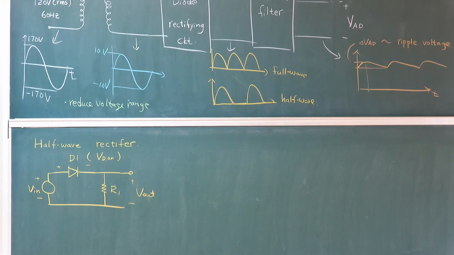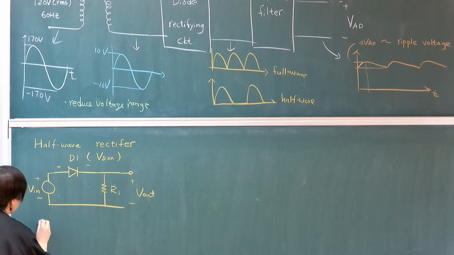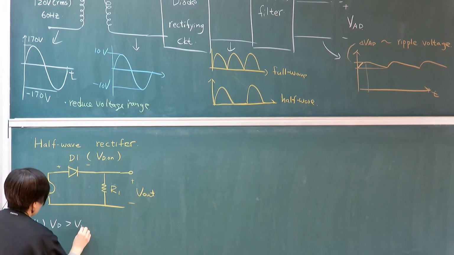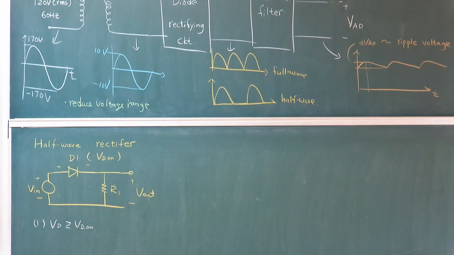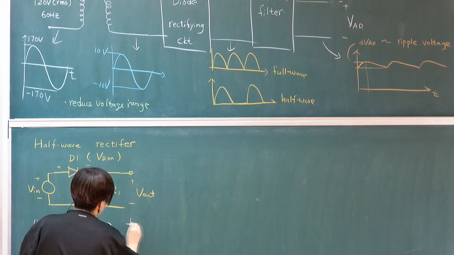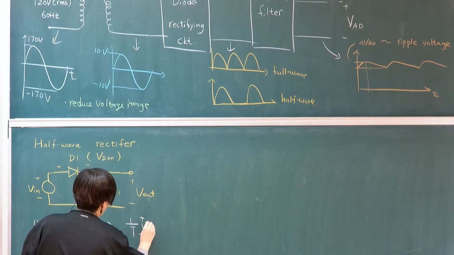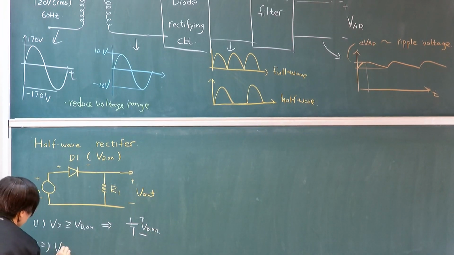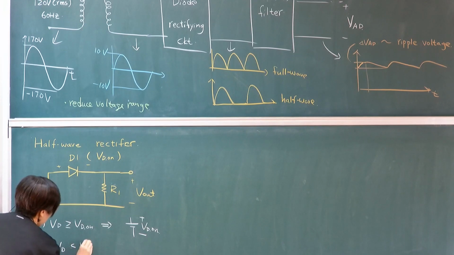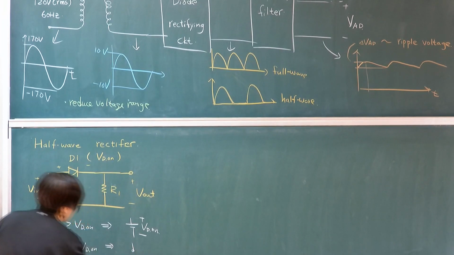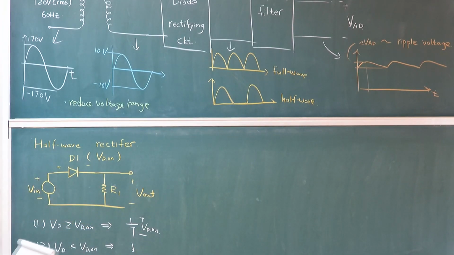So we know that it actually operates in two modes. Let's review it. If VD is larger than VDON, larger or equal, doesn't really matter because it should be continuous. Okay. So we view it as a fixed voltage. If it's smaller, we're assuming that it's an open circuit. Okay? Meaning that it's open.